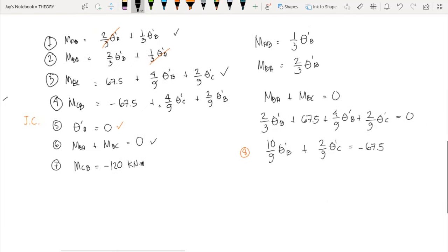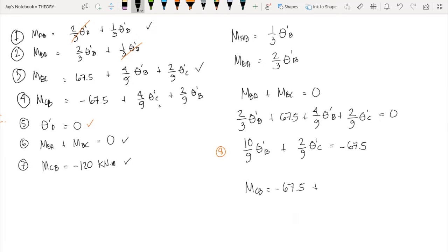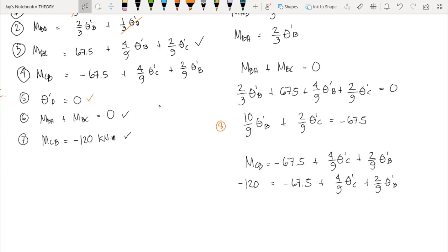The next, we have the seventh condition, MCB is equal to negative 120 kilonewton meter. The equation for MCB here is MCB is equal to negative 67.5 plus 4 over 9 theta prime C plus 2 over 9 theta prime B. MCB is negative 120. This equals negative 67.5 plus 4 over 9 theta prime C plus 2 over 9 theta prime B. So by further simplifying, we have 2 over 9 theta prime B plus 4 over 9 theta prime C, and this equals negative 52.5. And this is our equation number 9.